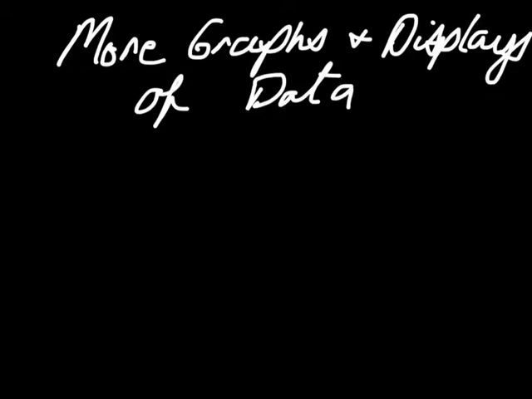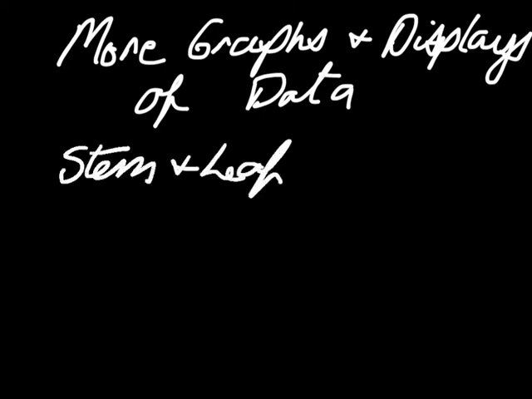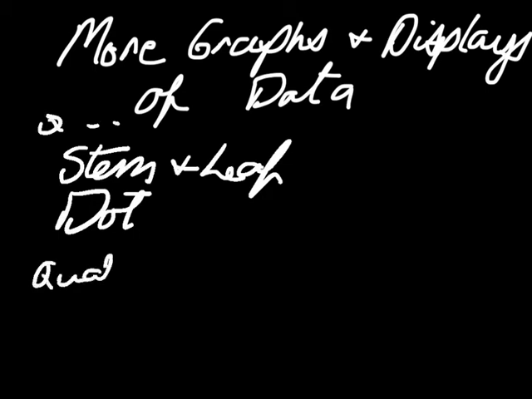Hi everyone, this video is called More Graphs and Displays of Data. In the video to follow, we're going to do a couple of different kinds of graphs and displays. The first one is going to be called a stem and leaf. The next one will be what's called a dot plot. And these are both quantitative variables, and then we'll do some qualitative variables, and some qualitative variable plots will include pie charts and bar graphs.